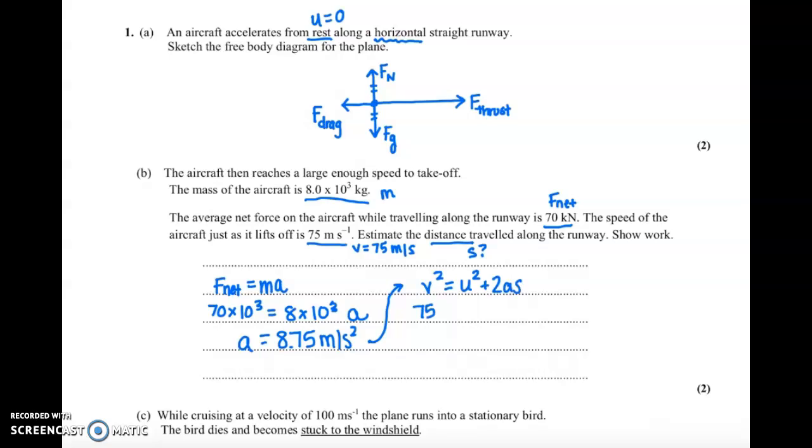We know that the final velocity is 75. The initial velocity was 0. We just solved for a, and we're looking for s. This turns out to be s as 320 meters as our answer.